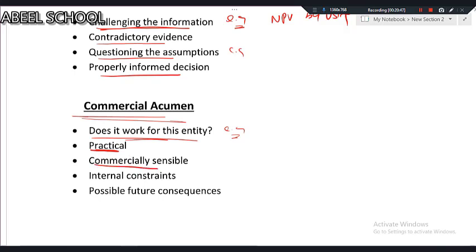Obviously, where you are going to make an investment, it should be profitable. Internal constraints, you need to check. If you have limited funds, how do we deal with those limited funds? That's the capital rationing area. And you have to see the possible future consequences of making an investment in this project.